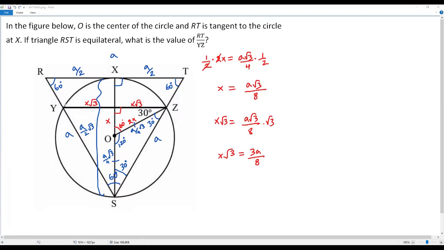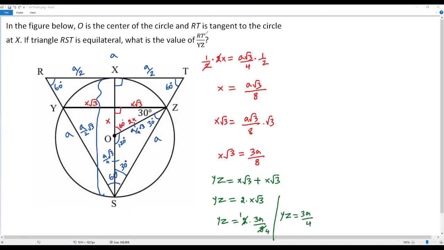Now let's get the length of this line segment YZ. That is YZ equals x times square root of 3, plus x times square root of 3. When I combine these two terms, I am getting 2 times x square root of 3. Already we have the value for x times square root of 3, that is 3a over 8. We can plug in, then we get 2 times 3a over 8. Here 2 goes into 2 1 times and 2 goes into 8 4 times. I am getting YZ equals 3a over 4.